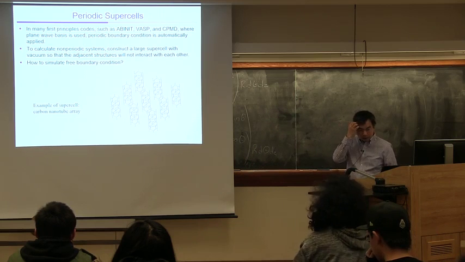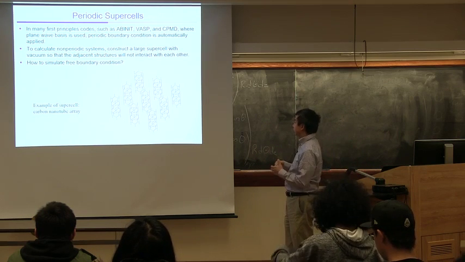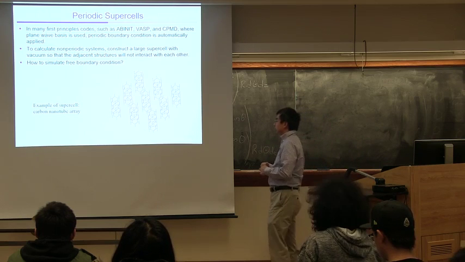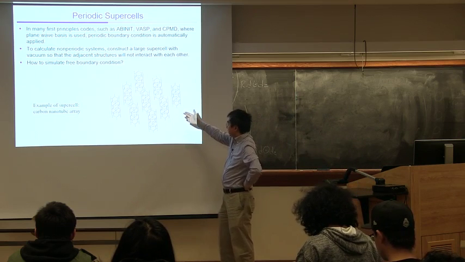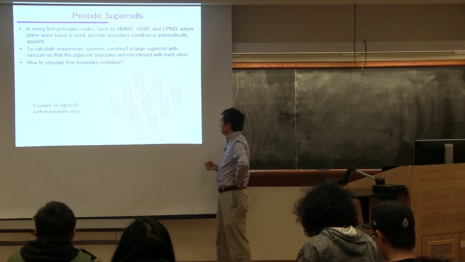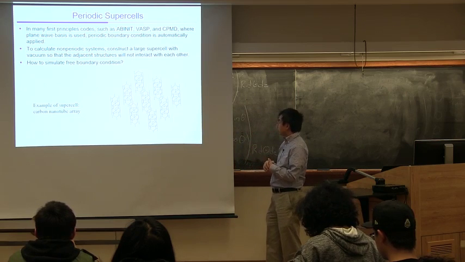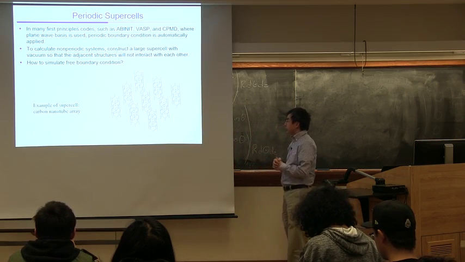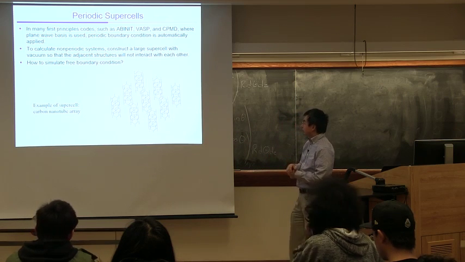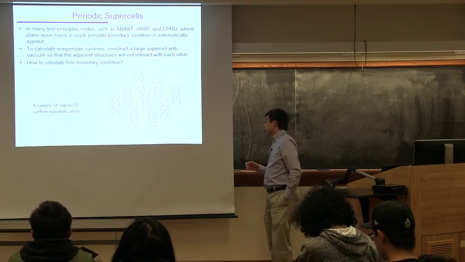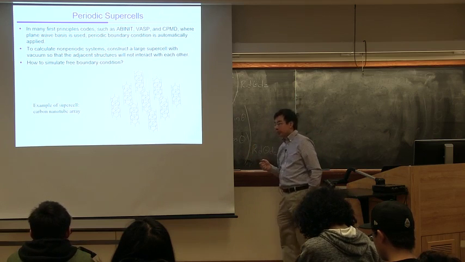So for a carbon nanotube with free boundary condition, or an isolated carbon nanotube, you can construct basically a carbon nanotube array, but leave enough space between the tubes so that the tubes do not interact with each other. So in this way, although you really simulate a carbon nanotube array, because they are far enough apart, the properties you get will still be those of an isolated carbon nanotube, right?